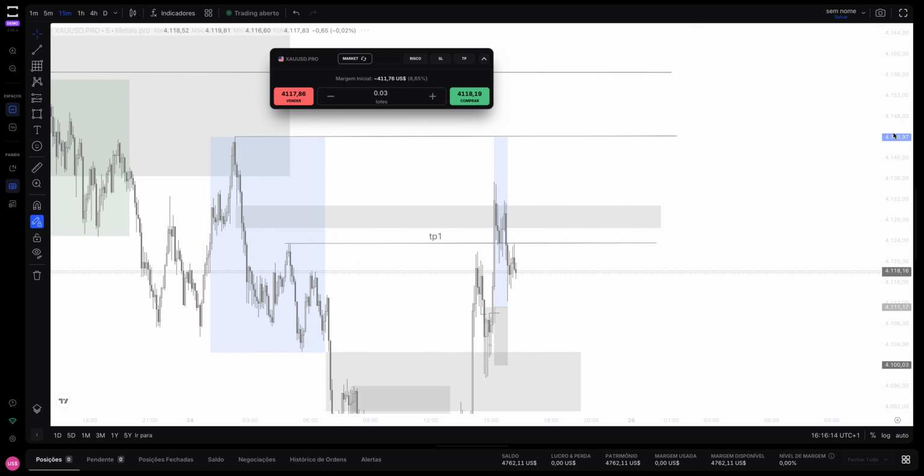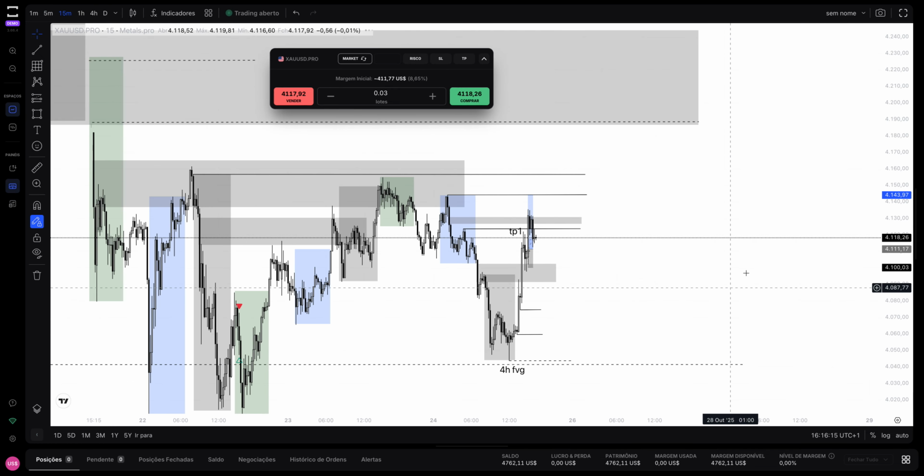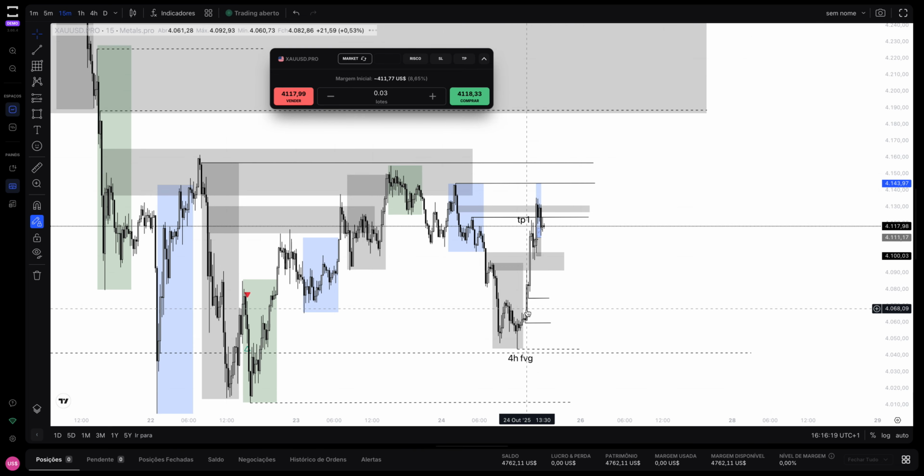the price just continued going higher, and we did not get any mitigation of this inverse fair value gap. So let's talk about why I would take this trade. Here, as you can see, before the New York market open, we were bearish, with a bearish Asian session. Then we had a bearish London session open. So here at 8 a.m. the session just opened, and then we continued going higher.